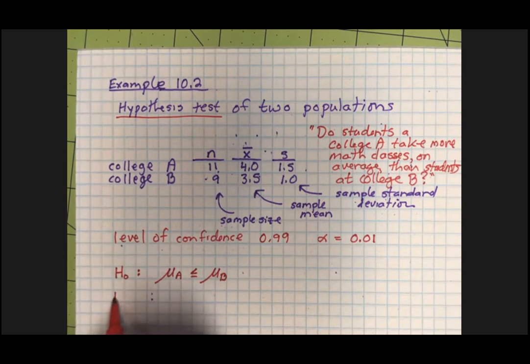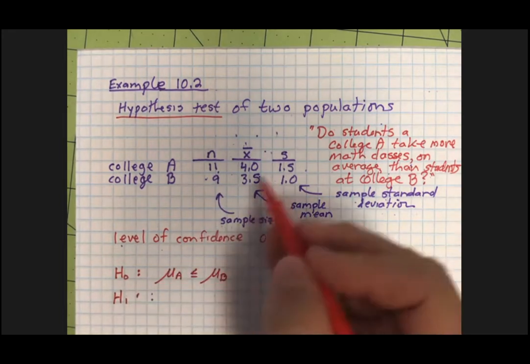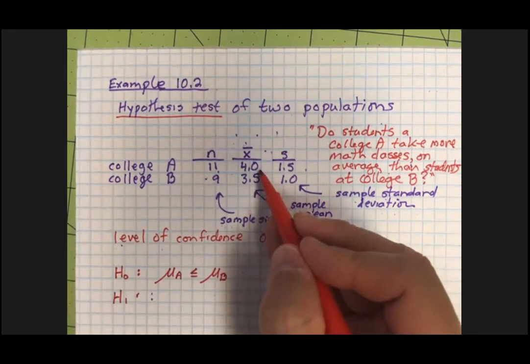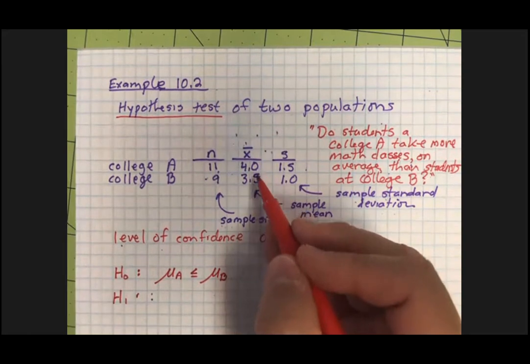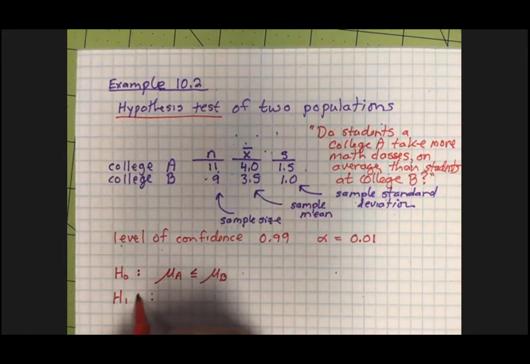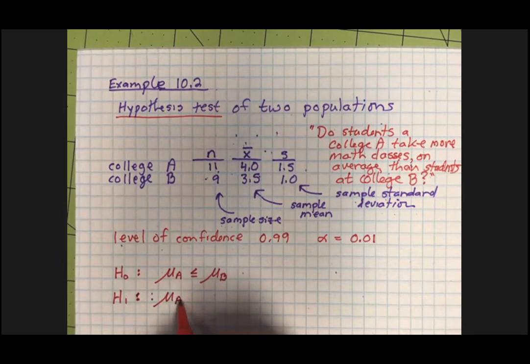But what's my alternative hypothesis? I took this sample and I got a higher average at college A. So I'm suspicious, just like the cell phone users, I'm suspicious that the average number of math classes at college A is bigger than the average number of math classes at college B.